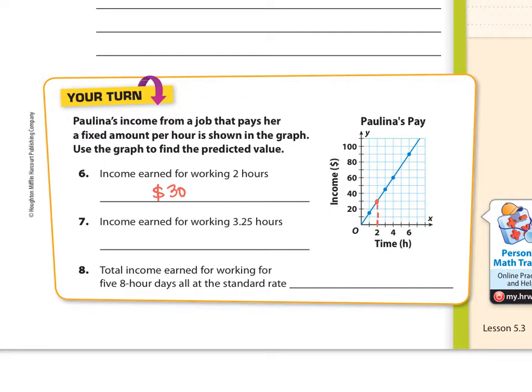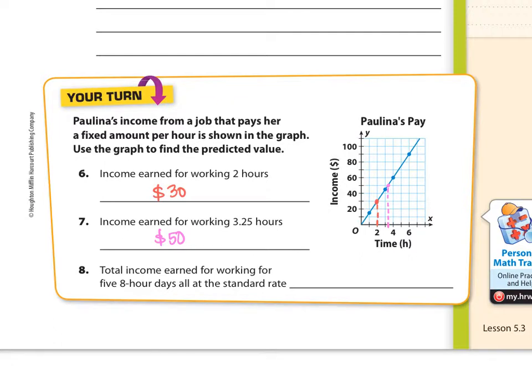And number 7 is where it gets a little bit trickier. If we want to find the predicted value, we would have to go to 3.25, as close to it as possible. So I'm going to mark it on the graph. Let's choose a different color. Mark it on the graph as close as possible. And if I go directly up, I get this point right here. So that looks like it's about $50.